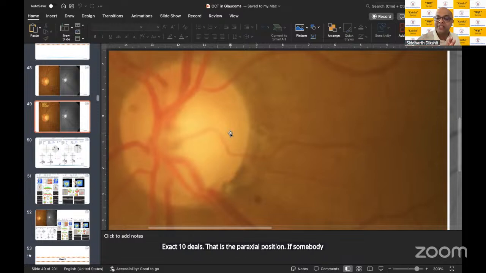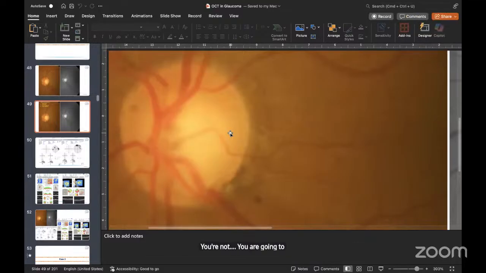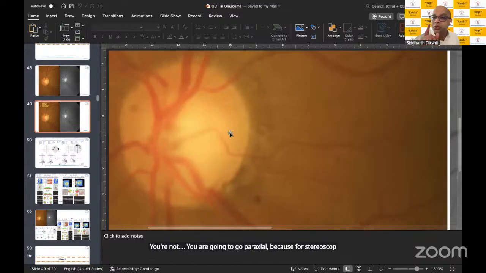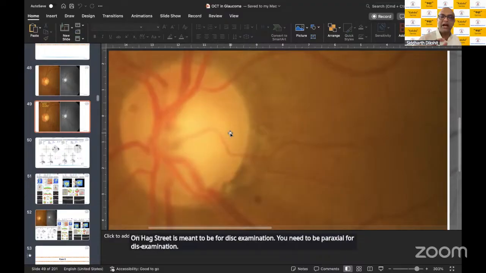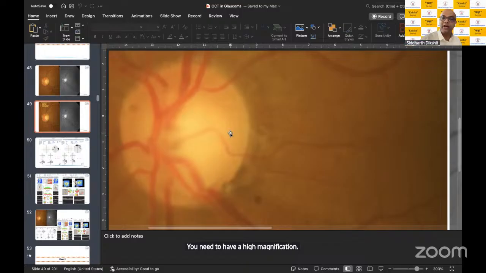If somebody asks you, what is the depth of the foreign body in the cornea, are you going to go coaxial? You are not. You are going to go paraaxial, because for stereoscopy, you cannot be coaxial. You have to have an angle between the illumination and the observation arm, and that 10-degree click on Haag-Streit is meant for disc examination. You need to be paraaxial for disc examination. You need to have a high magnification. You need to have no filter.